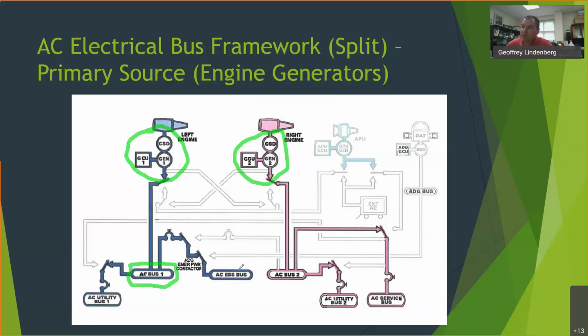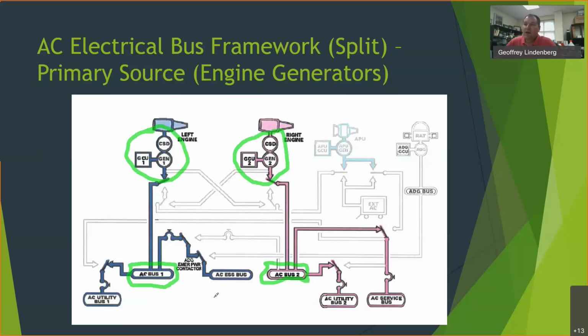Typically these are called AC bus 1 and AC bus 2, and if you have 3 or 4 engines, they'll have an AC bus 3 and an AC bus 4. The other way you'll hear these is that a lot of times AC bus 1 is also known as the left-hand main bus. AC bus 2 is often known as the right-hand main bus.